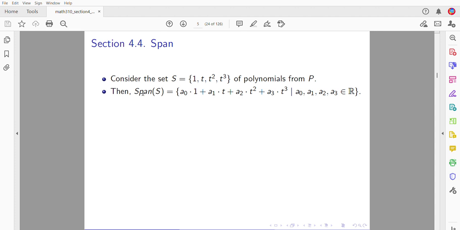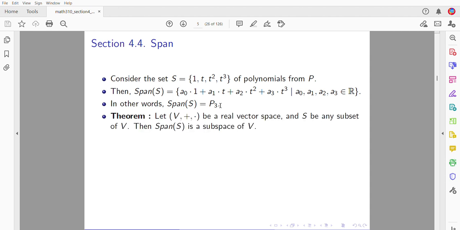Consider span of S: some number times the first polynomial, number times the second polynomial, number times the third polynomial, number times the fourth polynomial, where these numbers could be any real numbers. So what do you get? Span of S is all of P3. You get all the polynomials of degree 3 or less.